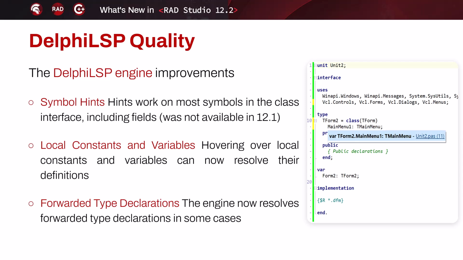So we have made a few improvements where, for example, now symbol hints will work in the class interface, including fields. Hovering over local constants and variables will now resolve their definitions. And the LSP will now be able to also resolve forward type declarations. Probably in most cases, but at the moment not in all cases.